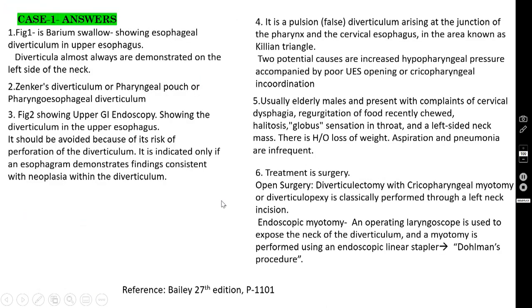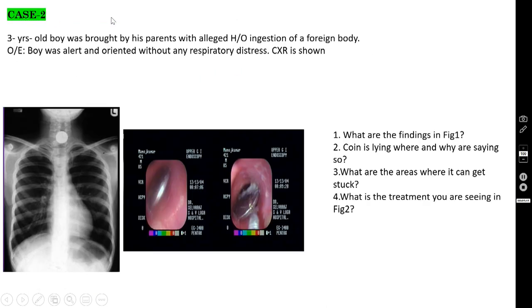That is the idea. So coming to case number 2, a 3-year-old boy was brought by his parents with alleged history of ingestion of a foreign body. On examination, the boy was alert and oriented without any respiratory distress. The chest X-ray is shown, chest X-ray along with the neck. What is the finding in figure 1?